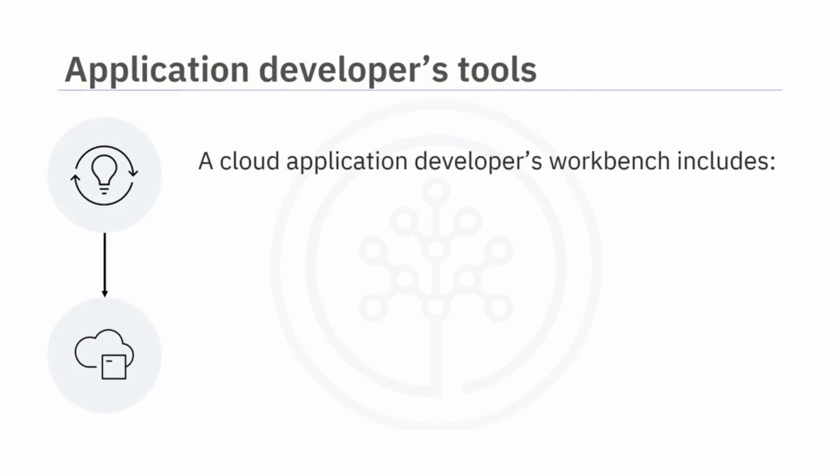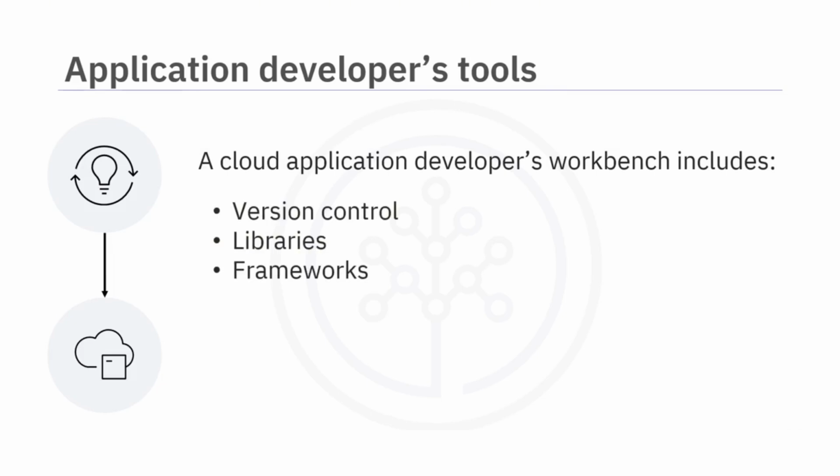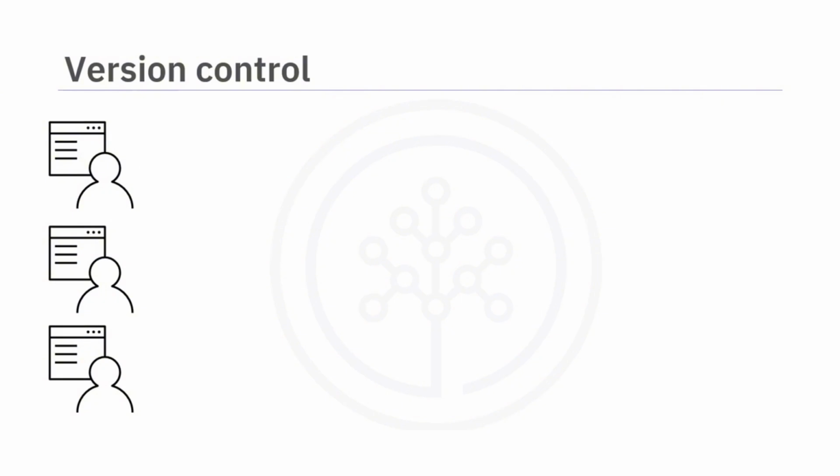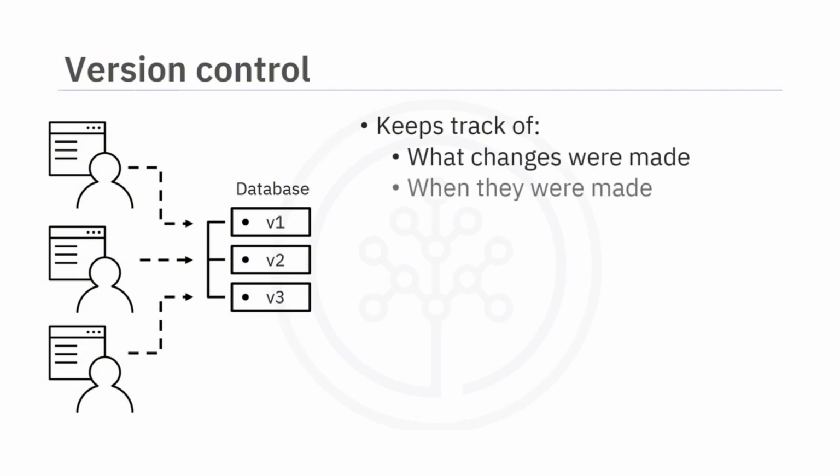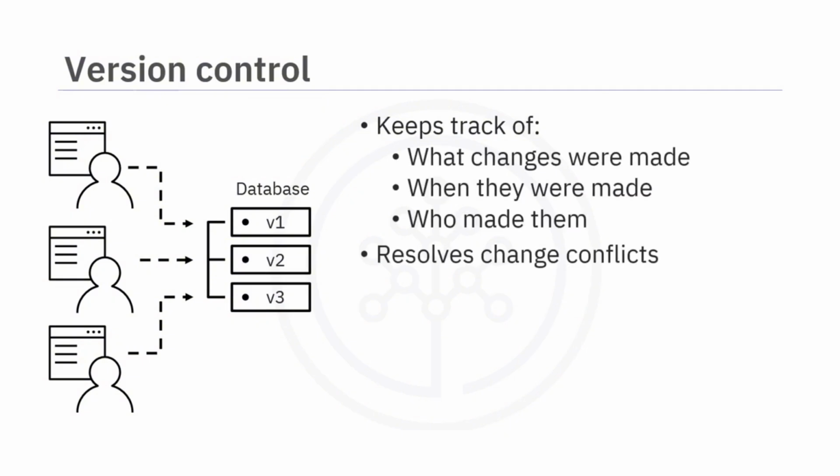A cloud application developer's workbench includes version control, libraries, and frameworks. When many developers are working on the same project, knowing what order changes were made, thereby creating a new version of the source code, becomes overridingly important. Version control systems keep track of what changes were made when and by whom, and resolve any conflicts between changes.